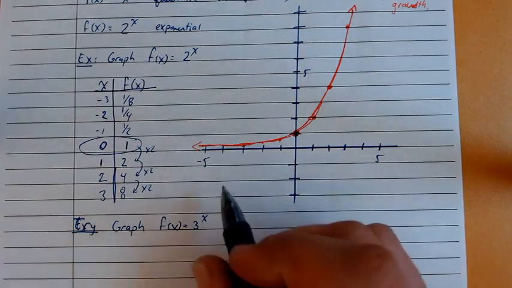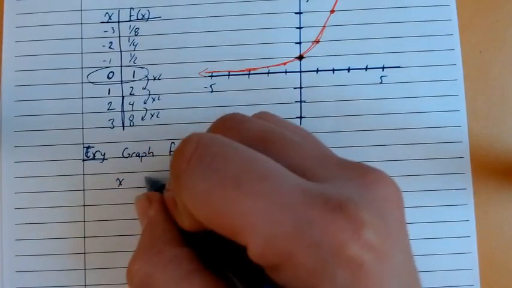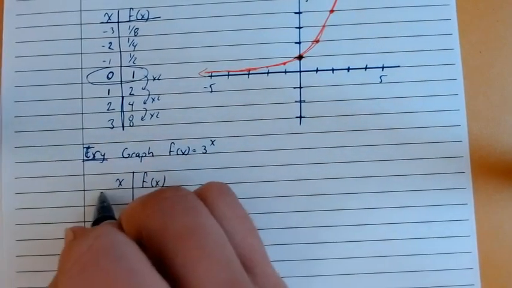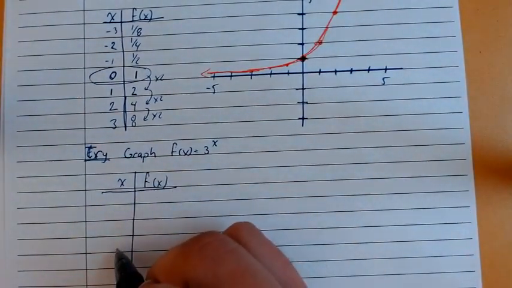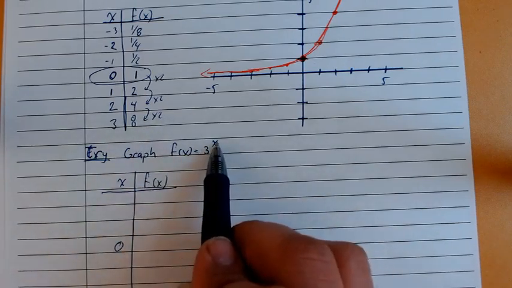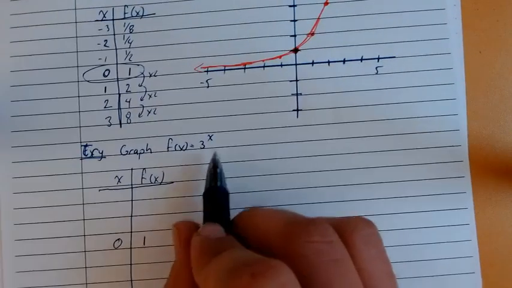All right, so let's take a look. We're going to plot some values. We have x values and we have f of x. I'm going to start with 0 right here. And again, as I mentioned before, any number to the 0 power is equal to 1. And that includes the number 3.